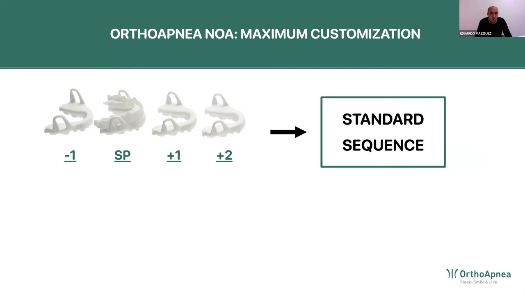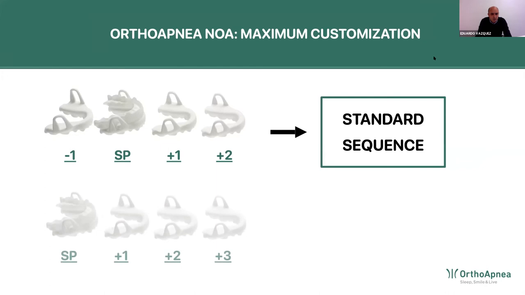Now, if you want, you can order these increases by percentage and not by millimeters. Let's say that you say, okay, I want to start my treatment at 60% and I want my next splint to be 70% of protrusion and my next splint to be 80% of protrusion. You can also ask the lab and they will provide the sequence this way.